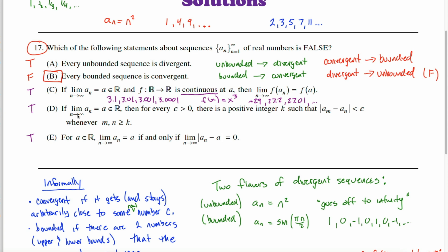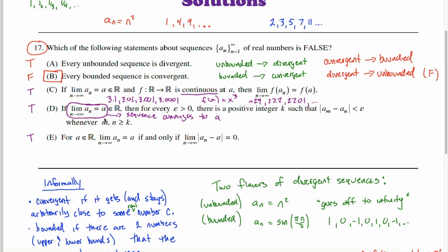What about statement D? Statement D says, if the limit as n approaches infinity of a(n) equals a, in other words, the sequence converges to a, then for every epsilon greater than 0, there's a positive integer k, such that the absolute value of a(m) minus a(n) is less than epsilon whenever m and n are greater than or equal to k. This is almost exactly our definition of convergence here.